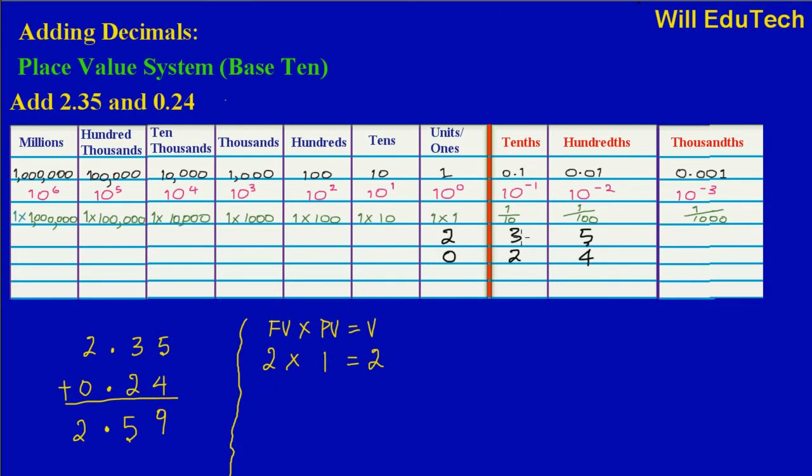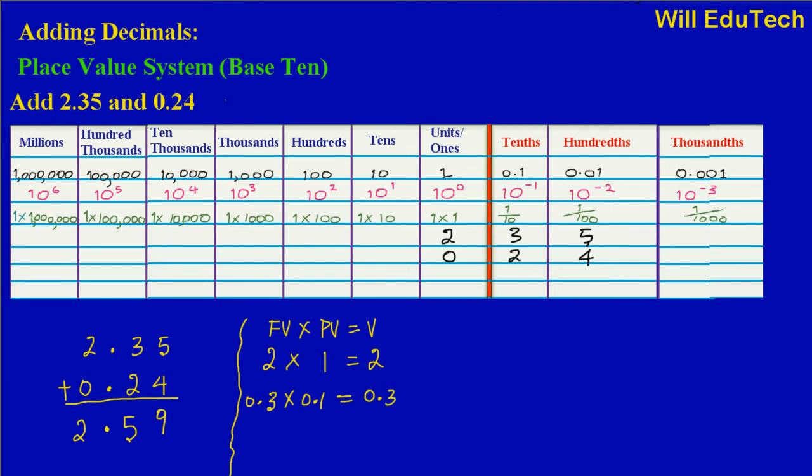Now, for the 3 in the tenths column, the 3 is really 0.3, because remember, it's exactly behind the decimal point. So I could say 0.3 times the place value, which is 0.1, the tenths column. That will give us our true value, so we would get 0.3.